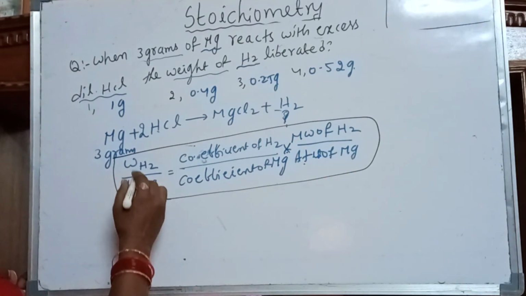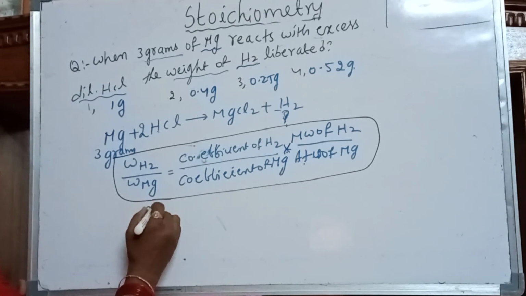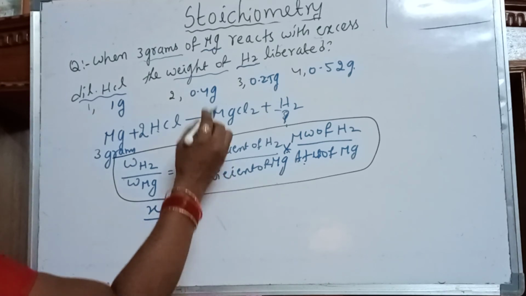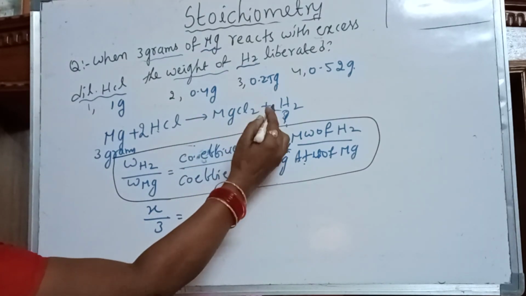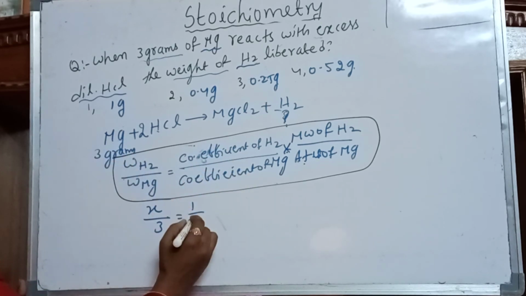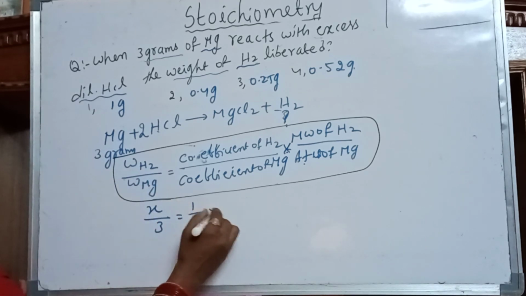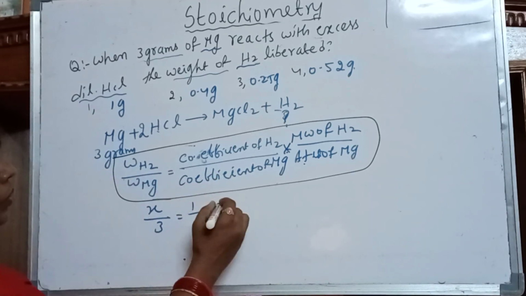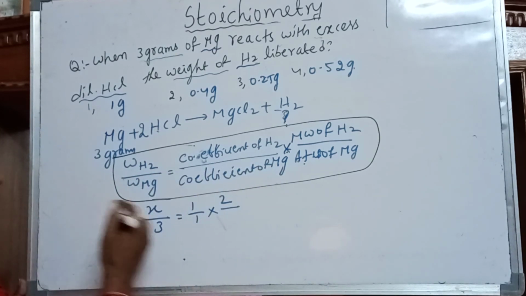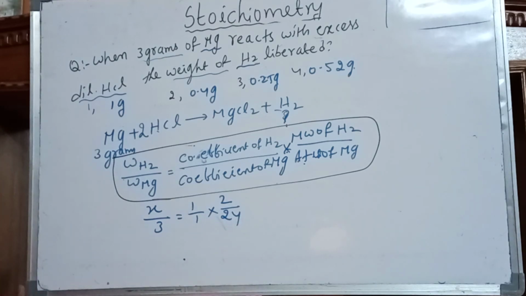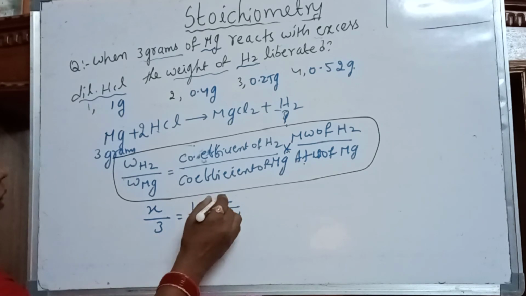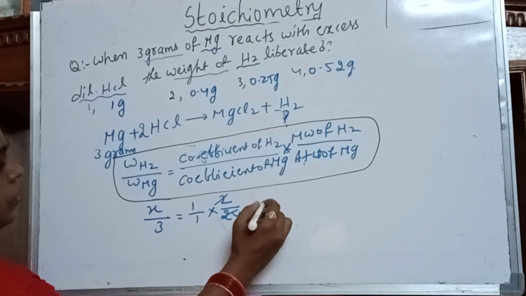See here, the weight of hydrogen we have to calculate, so take x. By magnesium, how much is given in the problem? 3 grams. The coefficient of hydrogen is only 1. The coefficient of magnesium is also only 1. Into the molecular weight of H2, which you already know is 2, by the atomic mass of magnesium, which is 24. The atomic number is 12, but the atomic mass of magnesium is 24. How much do we get here? 12.